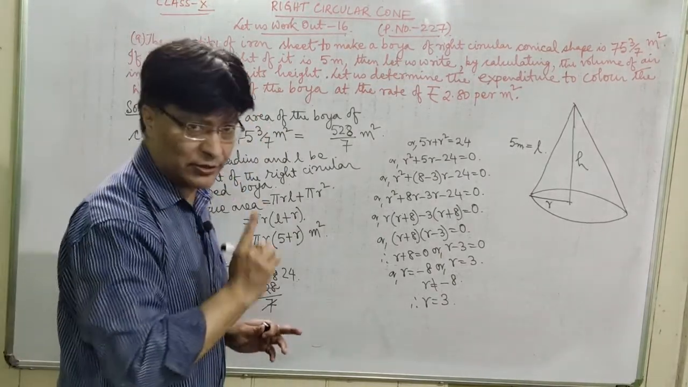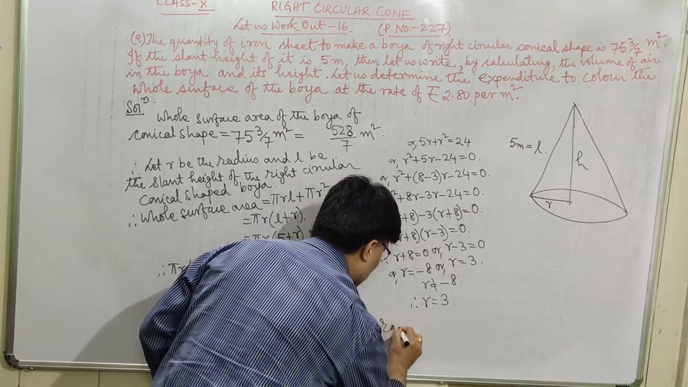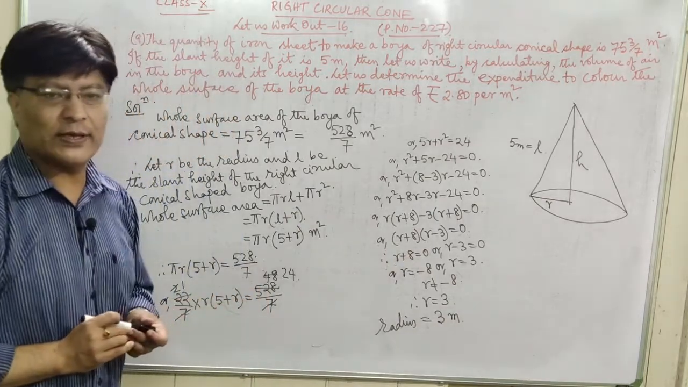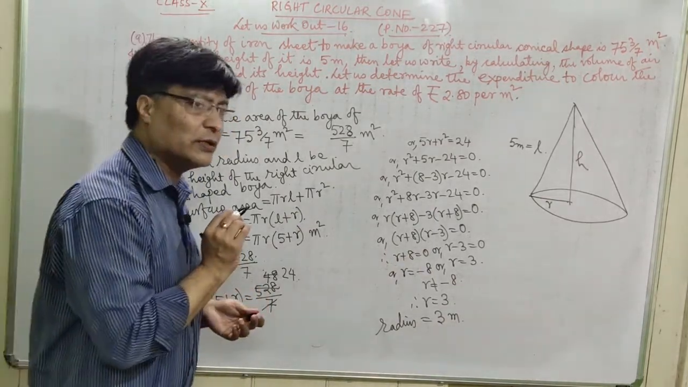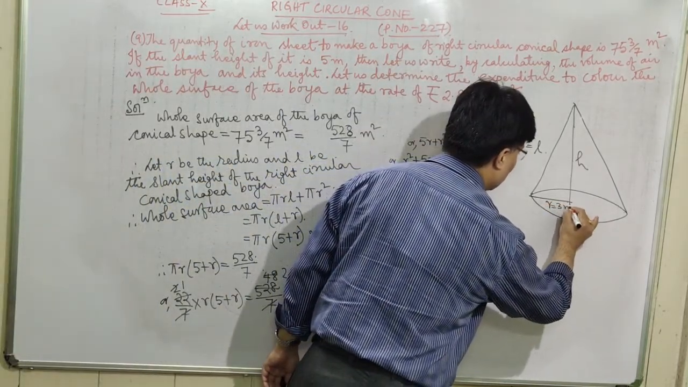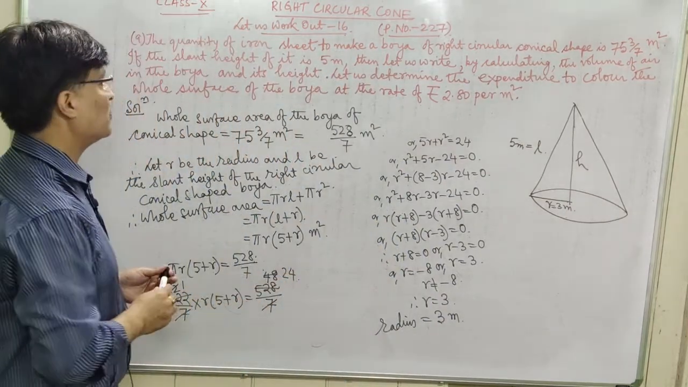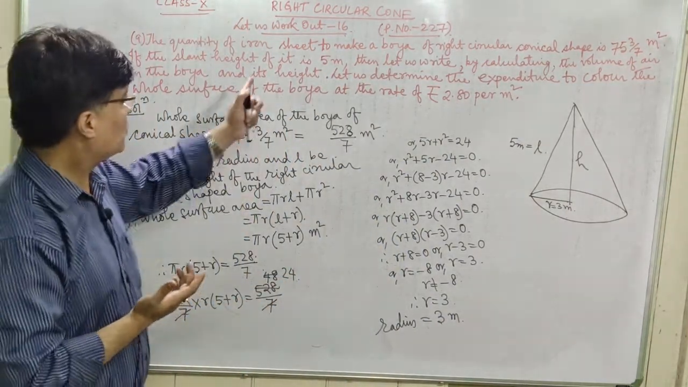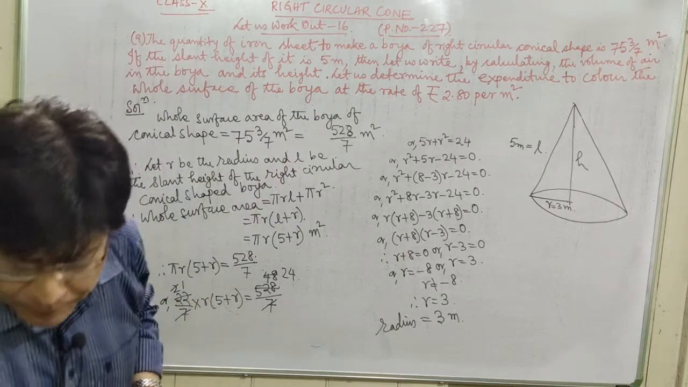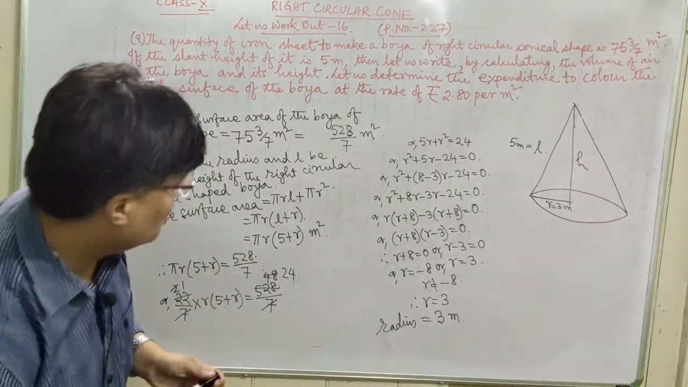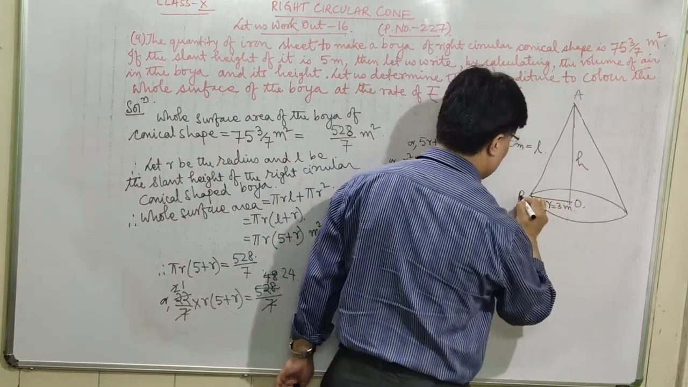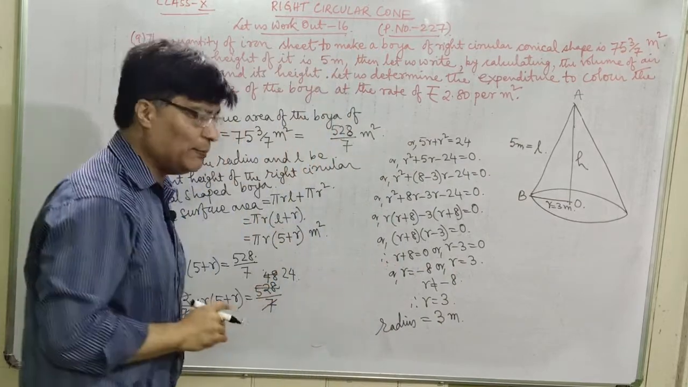So here r is the radius. So radius of the right circular conical shape boya is 3 meter. So I think you have understood it. What is the radius of the right circular conical boya? It is 3 meter. Now in this case you have to find out the height also, the height of the right circular conical shaped boya. You can write it here: this AO is the height and this BO is the radius and AB is the slant height.